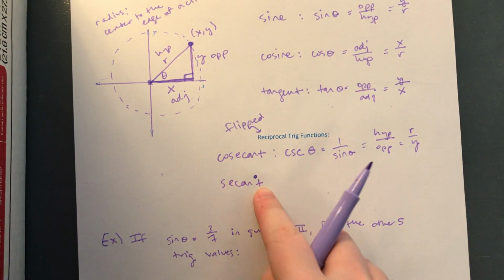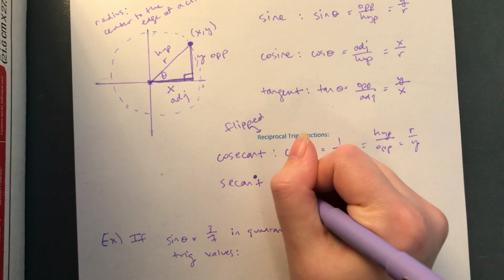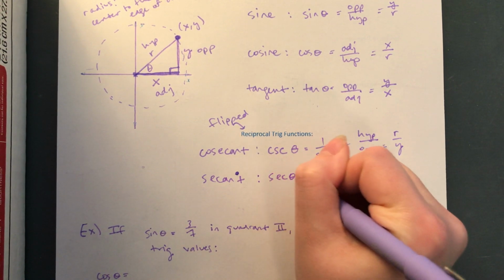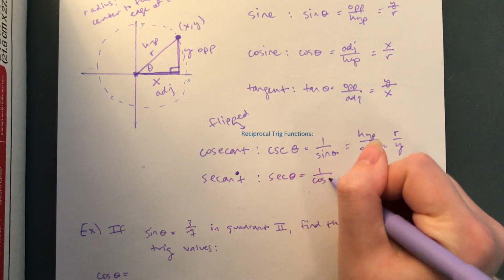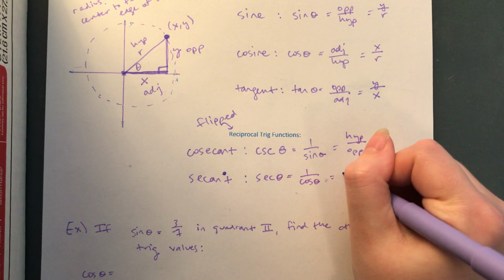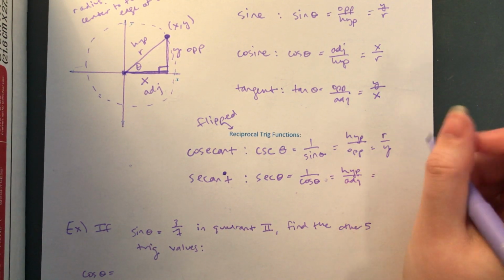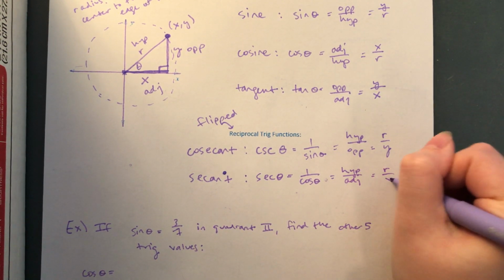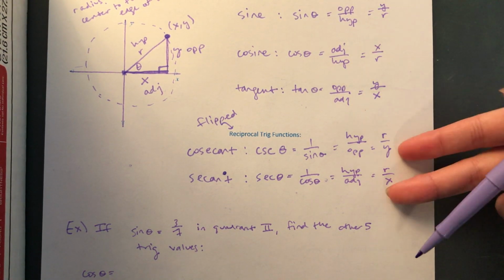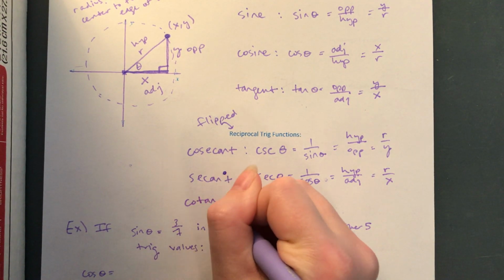Yes, we have cosecant and secant, and they are very similar words. Secant is cosine's buddy. Secant, you abbreviate it SEC. So secant is 1 over cosine. And so cosine is adjacent over hypotenuse, so secant is hypotenuse over adjacent, which is r over x. So again, we're just flipping these fractions up here. We're just flipping them.